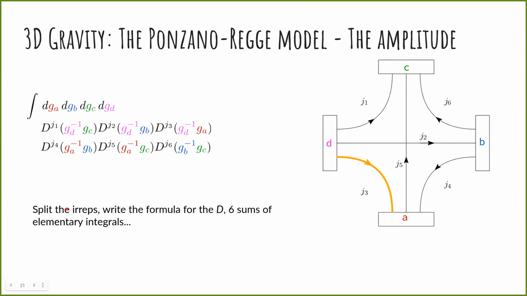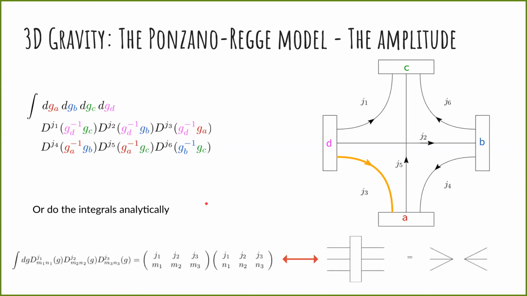So how do you compute it right now? Well, first of all, you split all the representations. You write the explicit formula that I gave you a couple of slides ago for the Wigner matrices, and you take the sums over all the magnetic indices. You do the integrals. Yeah, very nice. So this is in theory. In practice, this is the worst possible way you can do this calculation. So that's not how we will do it.